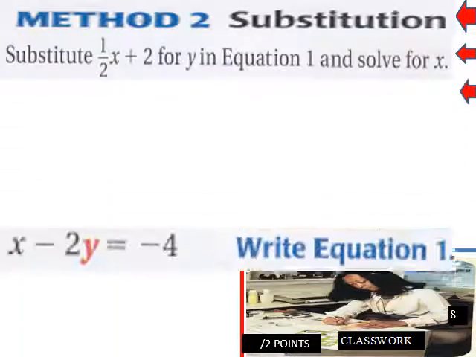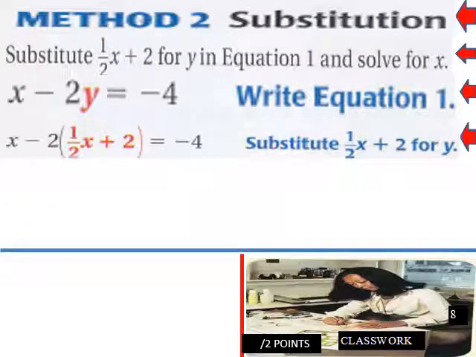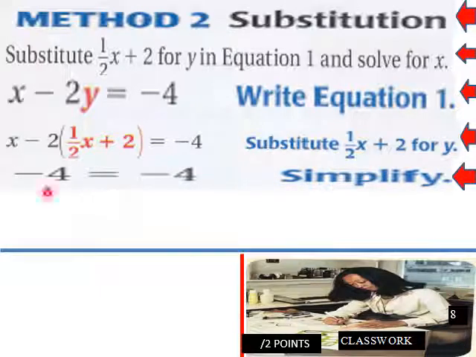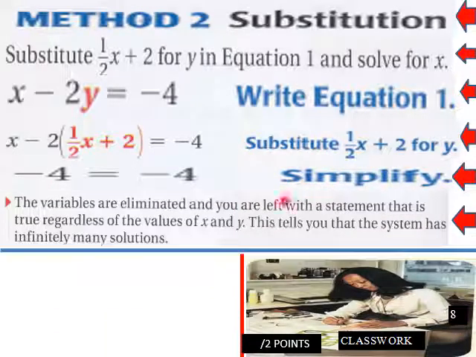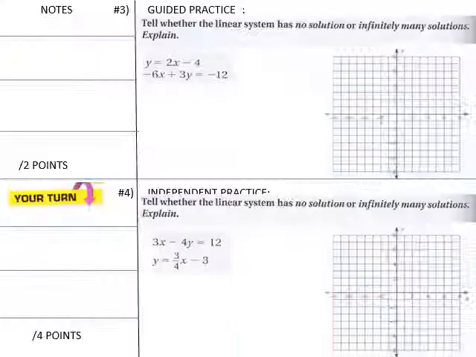So substitution, we go for substitution here. Write equation 1, then substitute 1/2 x plus 2 for y. We're going to prove it this way, so we put 1/2 x plus 2 for y, and then solve. -4 equals -4, simplify. The variables are eliminated. You are left with a statement that is true regardless of the values of x and y. This tells you the system has infinitely many solutions. It's the same line. Okay.